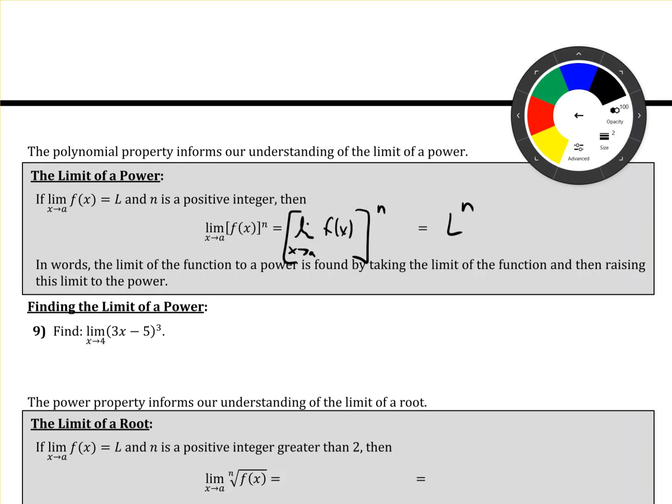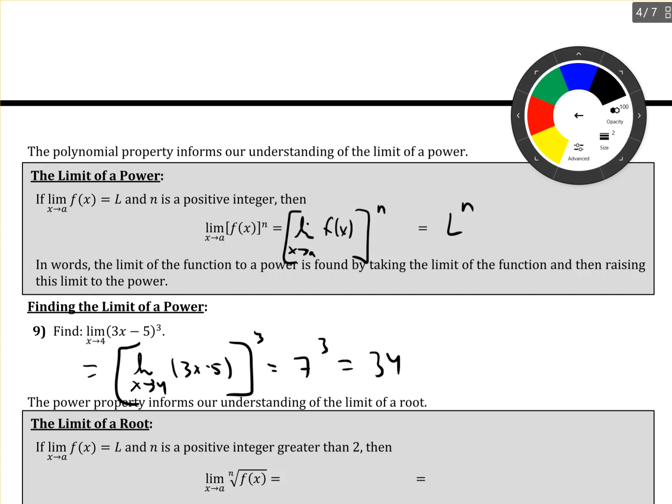So if I want to figure out what this is, it's equal to the limit as x goes to 4 of (3x minus 5) to the third. And now, 3x minus 5 is still a polynomial if you expand it all, so what I have inside is a polynomial. Plug in 4. 3 times 4 is 12 minus 5 gives me 7, so I get 7 to the third. So 7 times 7 times 7 gives me 343, and that's my answer.